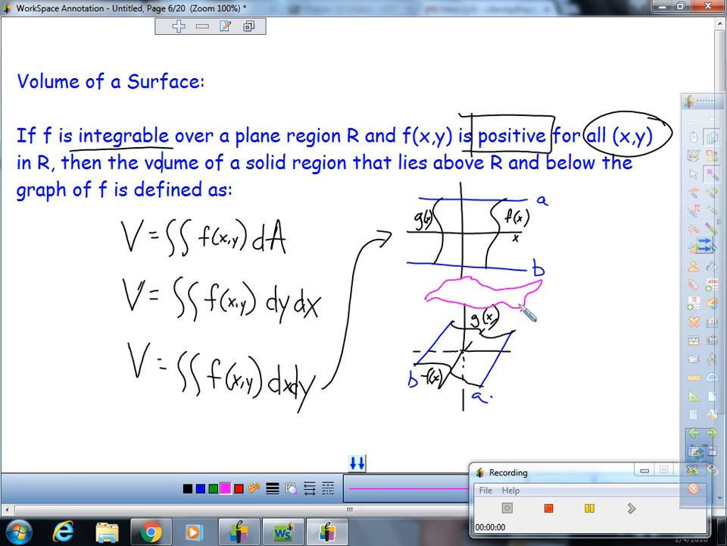That roof could have variable heights. It could be changing, but it is a surface. So here this is z equals f of x comma y for some region R. What we are doing is finding the volume of that funky surface. And those should all be vertical lines. That's exactly what we're doing.